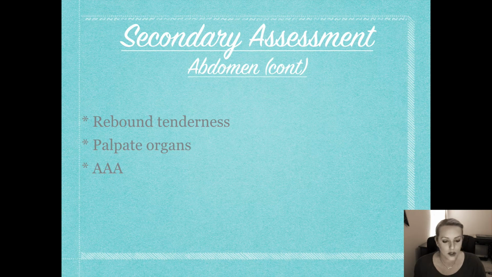We want to look for any triple A's. So if you palpate on the stomach and you notice a pulsating mass, stop palpating, like immediately. We don't want to rupture that triple A.